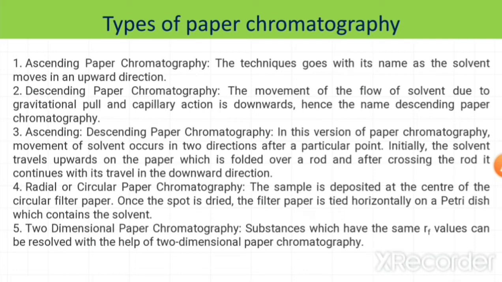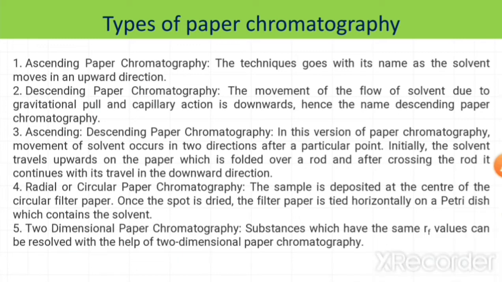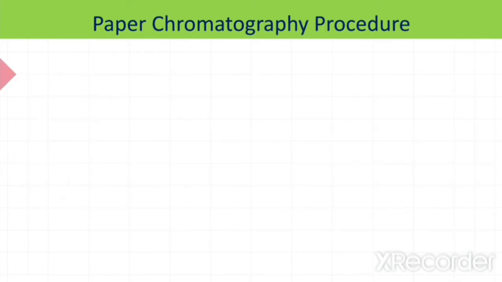Last is the two-dimensional paper chromatography, where the substances which have the same RF values can be resolved with the help of two-dimensional paper chromatography. So these are the 5 types of paper chromatography which are used as per the requirements of the sample.